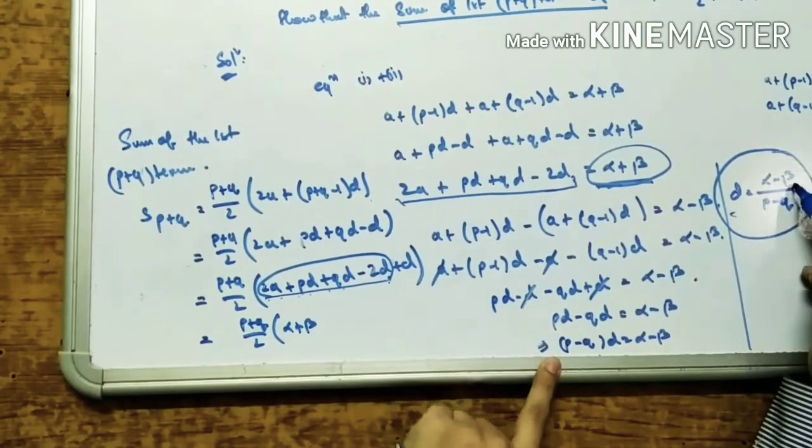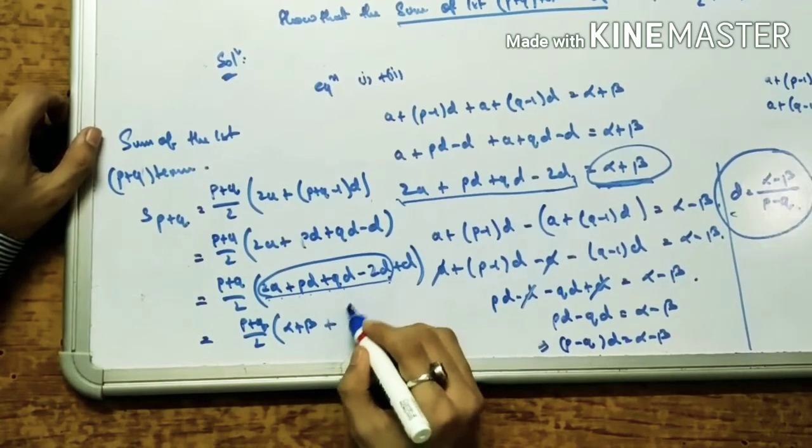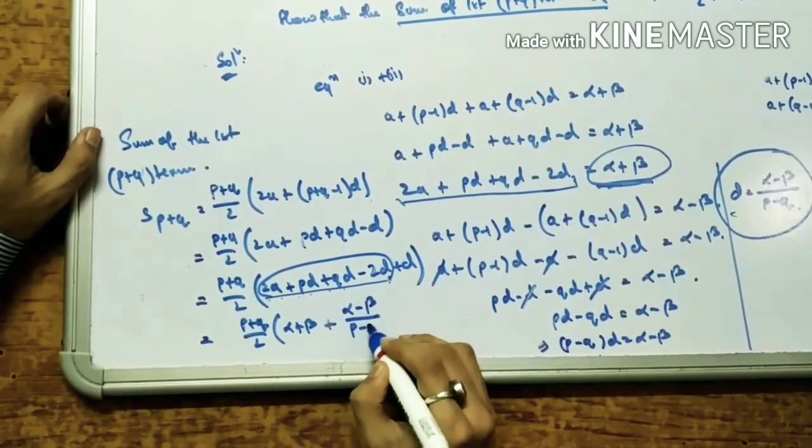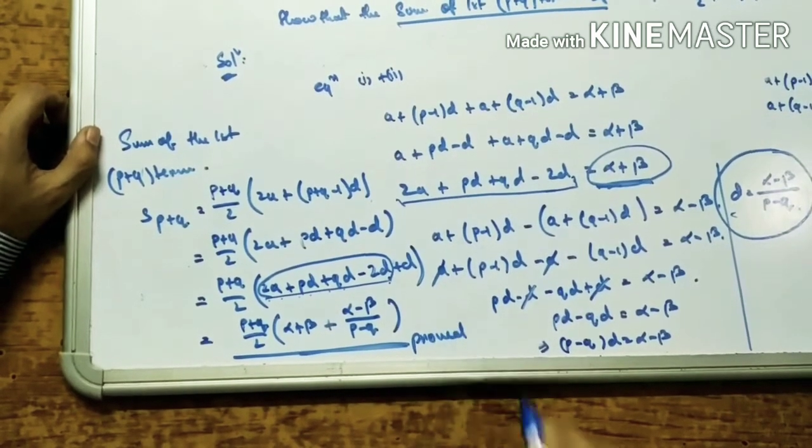And what D value have I got? Alpha minus beta by P minus Q. So that one I will put in here. So plus (alpha minus beta) by (P minus Q). So this is your proved. You see, this is your proved.